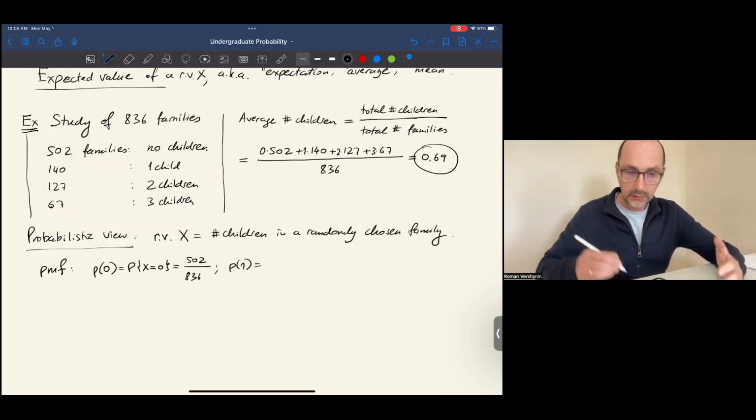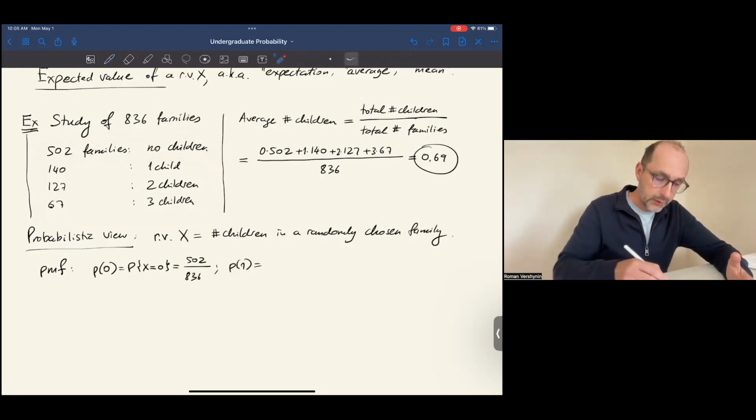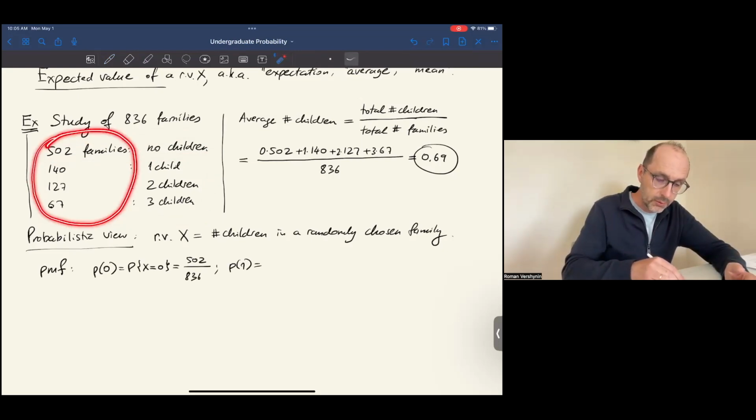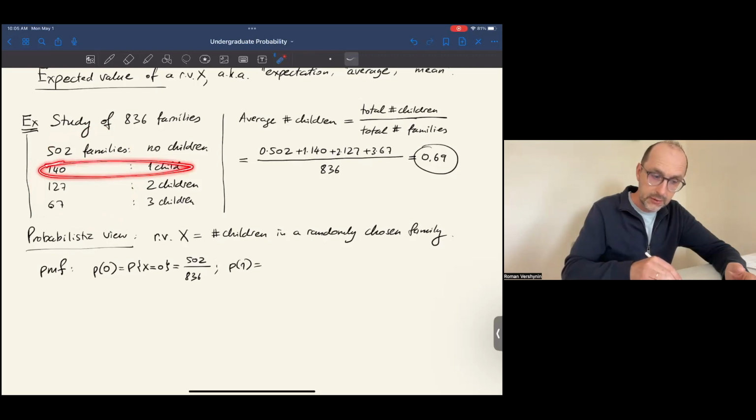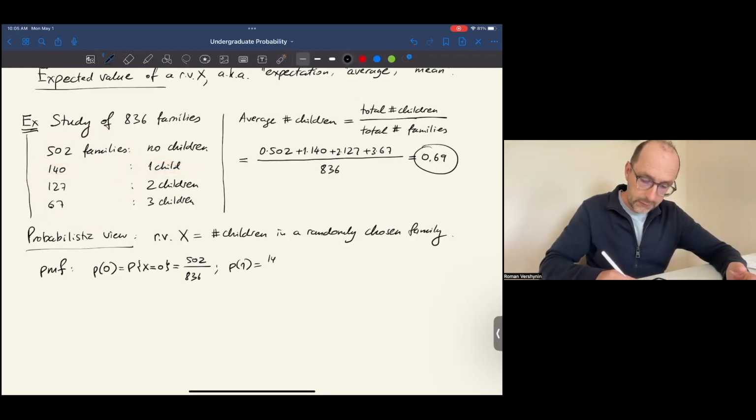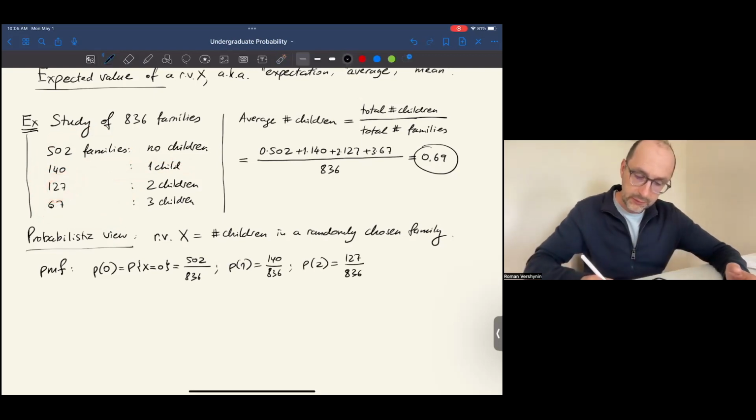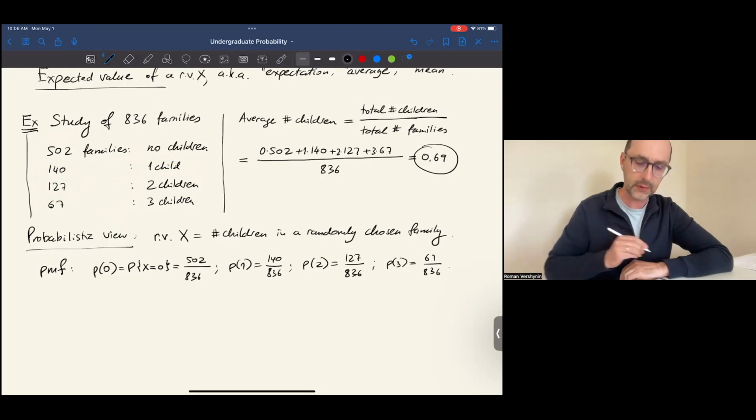P of 1 is the probability that x equals 1, which is the probability that a randomly chosen family from this group is a family that has 1 child. There are 140 families like this over 836. Similarly, P of 2 is 127 over 836, and P of 3 is 67 over 836.